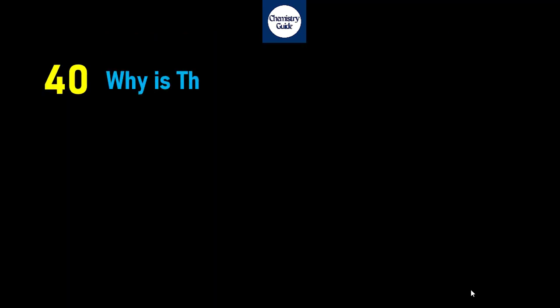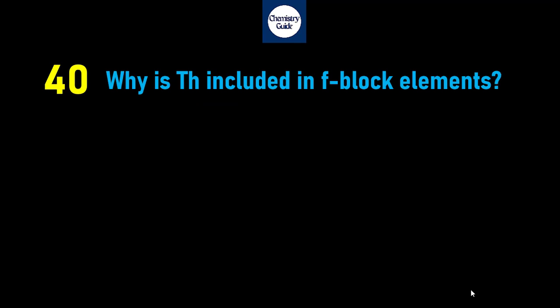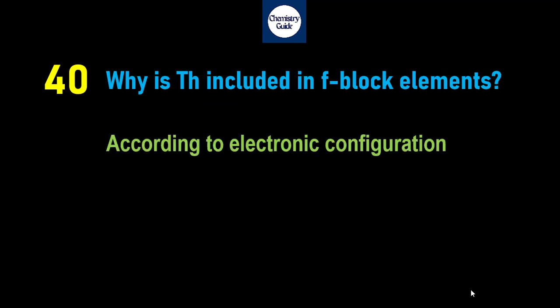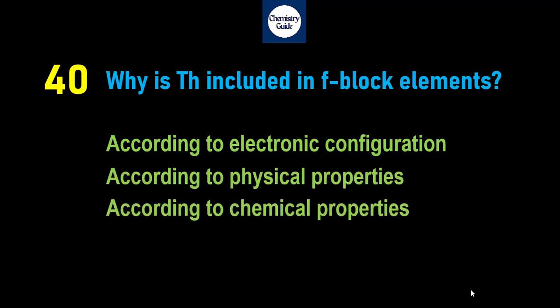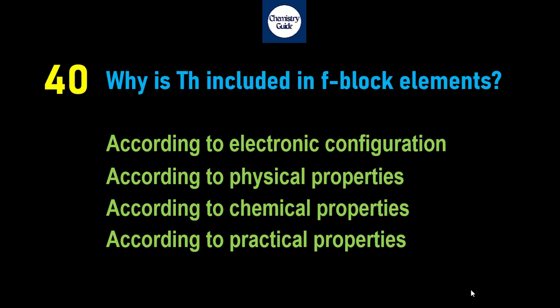MCQ number 40. Why is thorium included in F block elements? First, according to electronic configuration; second, according to physical properties; third, according to chemical properties; fourth, according to practical properties. The right answer is according to practical properties.